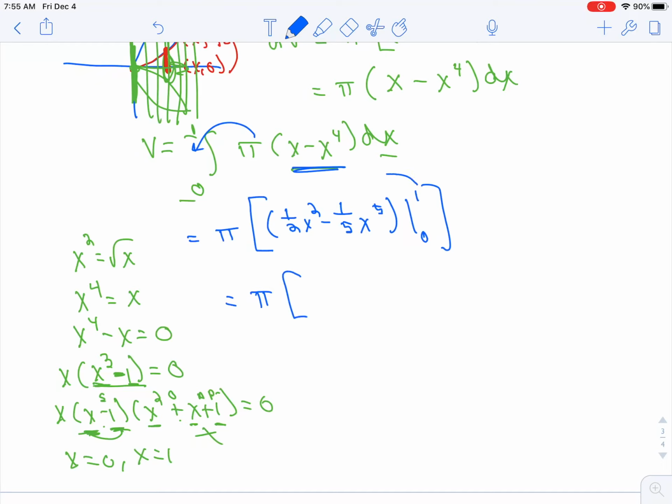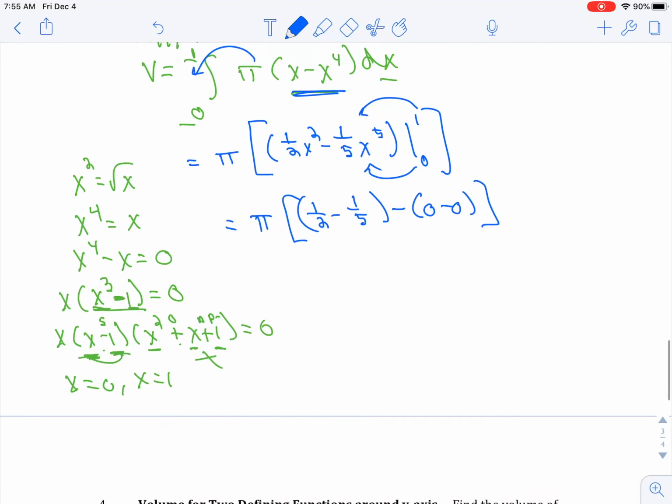So we get pi times, so remember first we sub in the 1, so we get 1/2 times 1 minus 1/5 times 1, minus, then we sub in the 0, so we just get 0 minus 0. So it looks like this is going to become pi times, our common denominator would be 10. So this is 5/10 minus 2/10, which is going to be 3/10 pi, or 3 pi over 10.